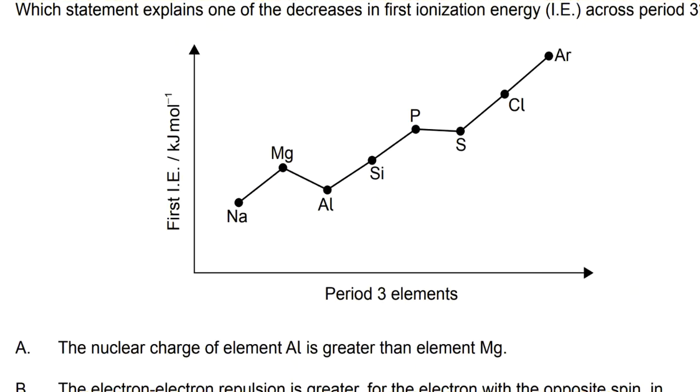Which statement explains one of the decreases in first ionization energy across period 3? Okay. So here, first ionization energy should generally increase across a period. So the idea is why is it decreasing here? That's why it's asking. So we see the decrease here from magnesium to aluminium. That's probably the most distinguishable. And if you know anything about electron orbitals, we know that sodium and magnesium are in the s block of the periodic table. So the valence electrons are in the s orbital, whereas these ones are all in the p orbital. And here we have another decrease as well.